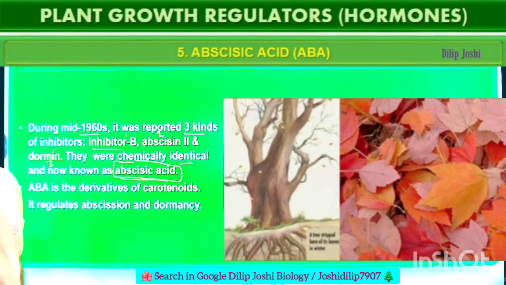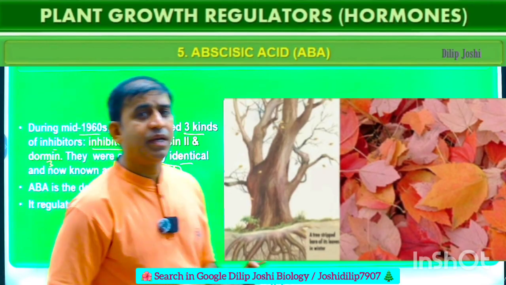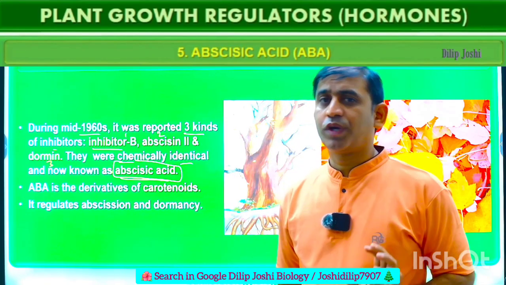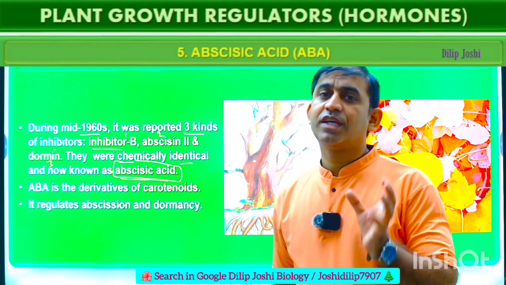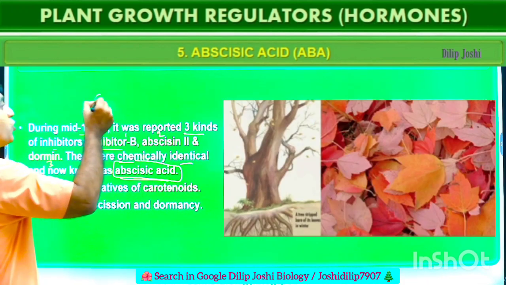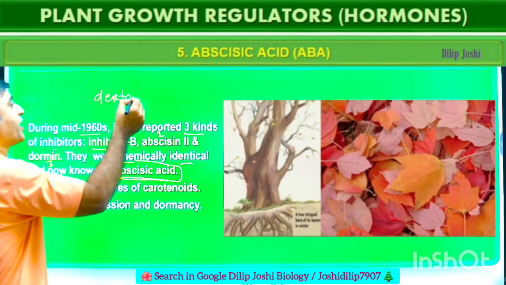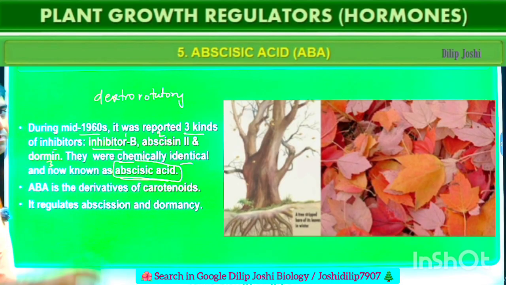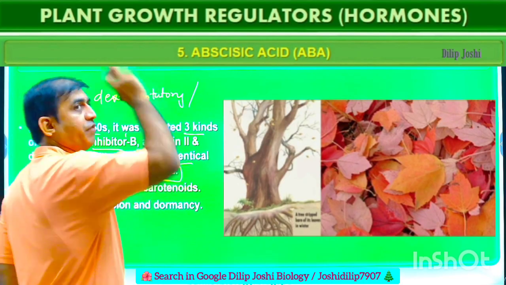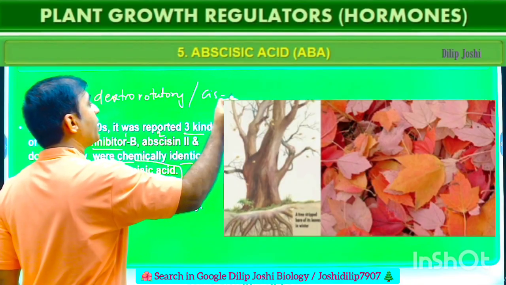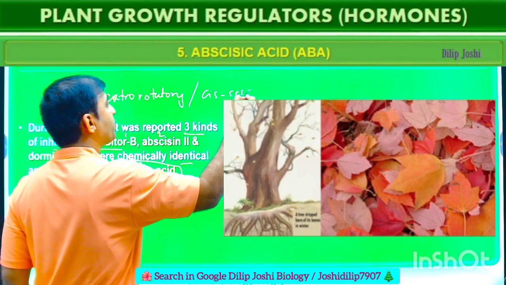Chemically, abscisic acid is dextrorotatory and it is a cis sesquiterpene. Dextro means right, rotatory means rotation, as you can see in optical activity under polarized light. If it rotates to the left, it is called levorotatory. Chemically, it is a cis sesquiterpene.